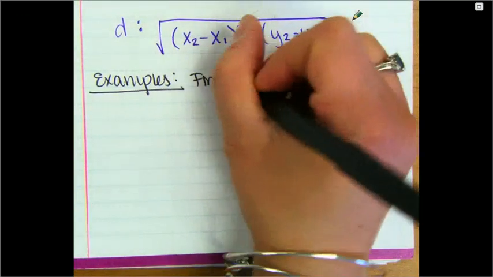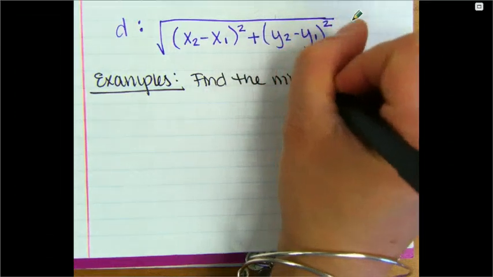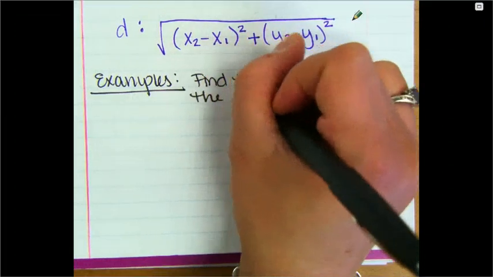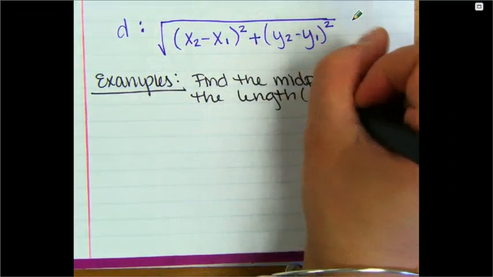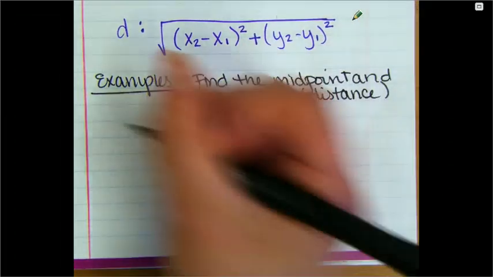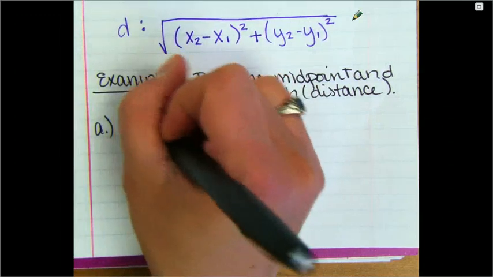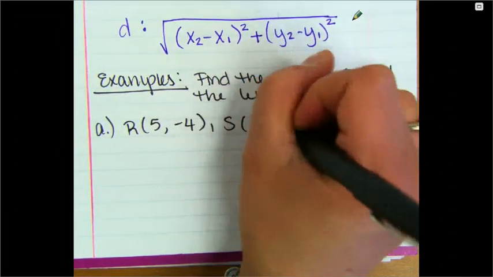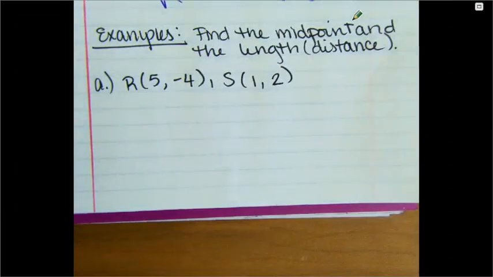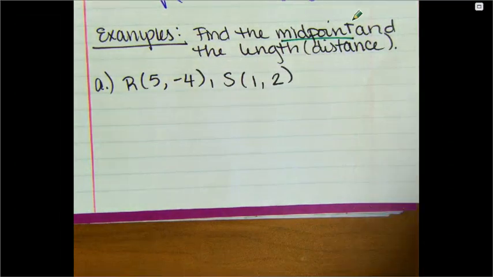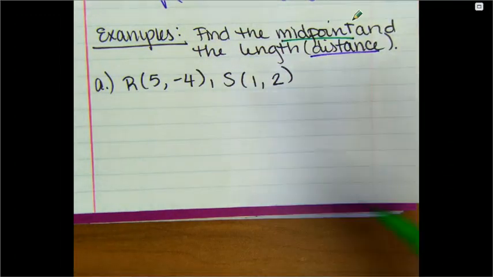All right, I want you to find the midpoint and the length or distance of each. So example A, I'm going to tell you that R is 5 comma negative 4, and S is 1 comma 2. So how many times are you solving this problem? Twice. Why? Because you're going to find midpoint, and then you're going to find your distance. All right, go. Are you ready in the formula? Yep.